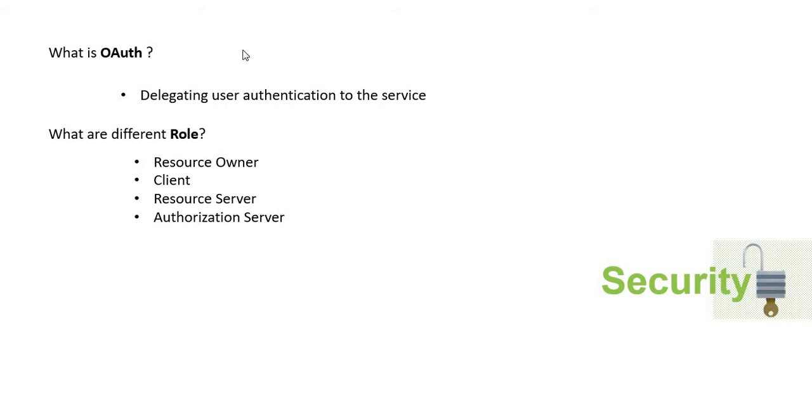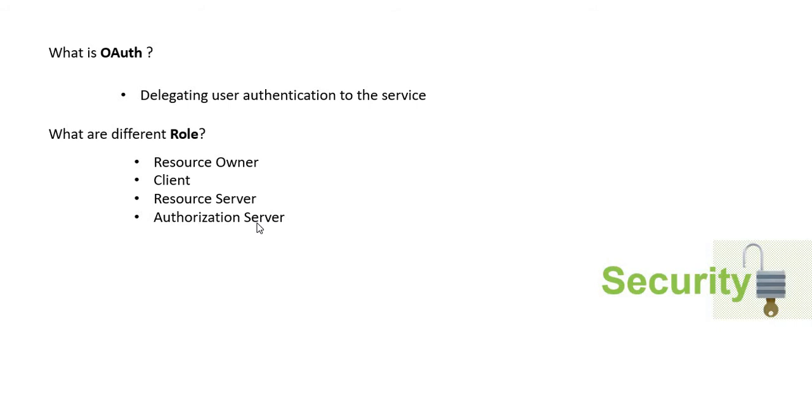OAuth defines 4 roles. The resource owner is the user who authorizes an application to access their account. The resource server hosts the protected user accounts, and the authorization server verifies the identity of the user, then issues access tokens to the application. The client is the application that wants to access the user's account.